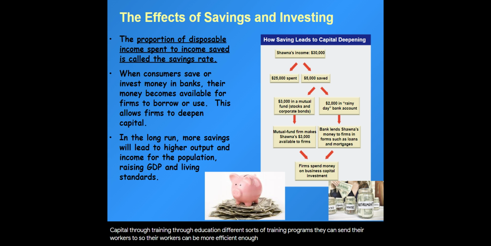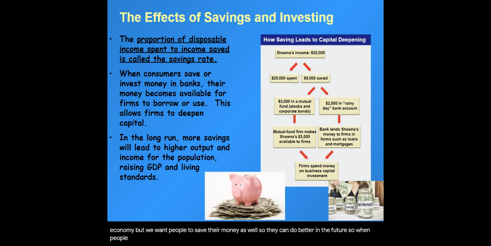The proportion of disposable income spent to the income saved is called the savings rate. So, of course, we want people to spend their money to help the economy, but we want people to save their money as well so they can do better in the future.